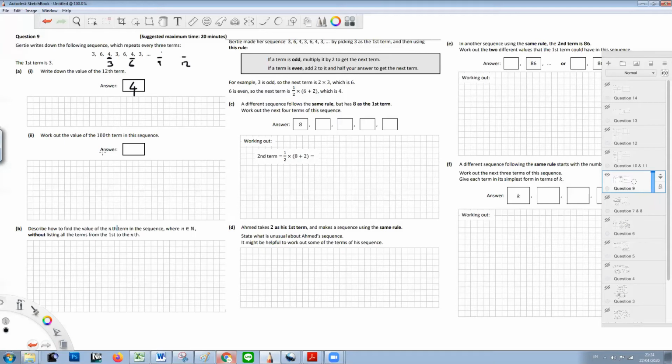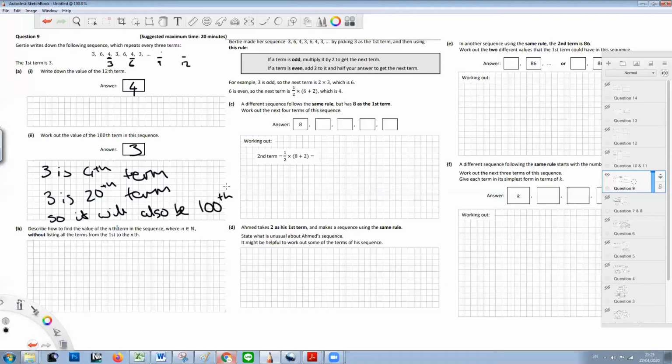So I have 3 as my 4th term, so 3 is going to be my 8th term, it's going to be my 20th term, it's going to be my 100th term. So 3 is going to be my 100th term. You should probably put in some logic, so I would say 3 is the 4th term, 3 is the 20th term, so it will also be the 100th. Again, there's no hard and fast rule on this. It's just the way I've done it because I think it would be easiest in that scenario.